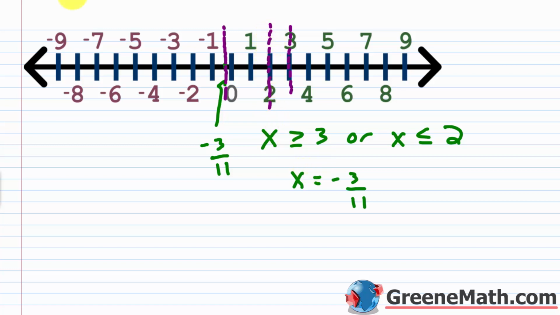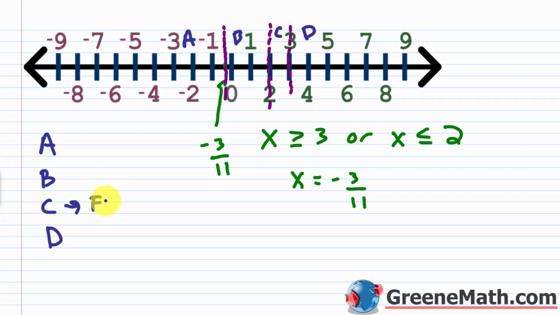So if I called this to the left of negative 3/11 interval A, I could call between negative 3/11 and 2 interval B. I could call between 2 and 3 interval C. And I could call anything larger than 3 as interval D. Now, we know that things in interval C, between 2 and 3, don't work because they violate the domain. Okay, so I have A, B, C, and D. Again, this is false. It doesn't work.